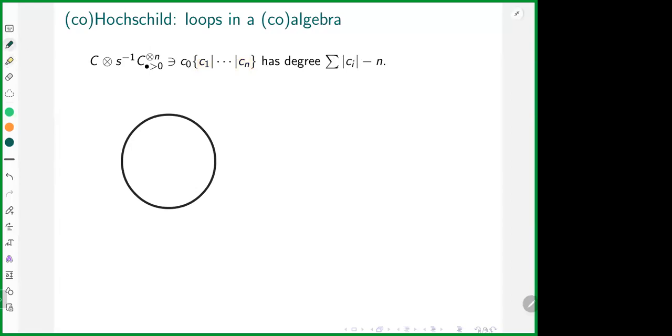All right. So what do I mean by loops in a coalgebra? Well, what I mean is, let's say for n equals 2, just to draw something.